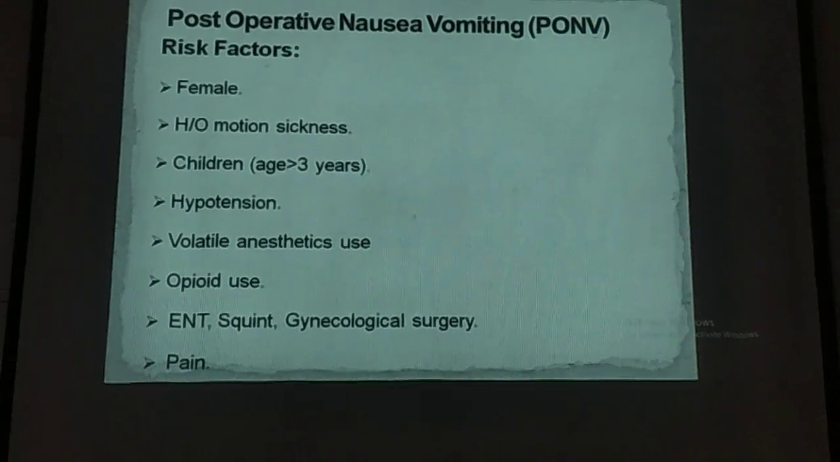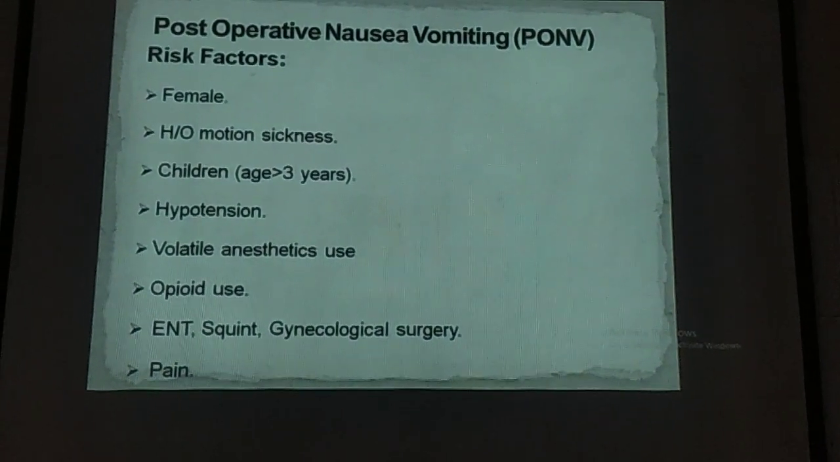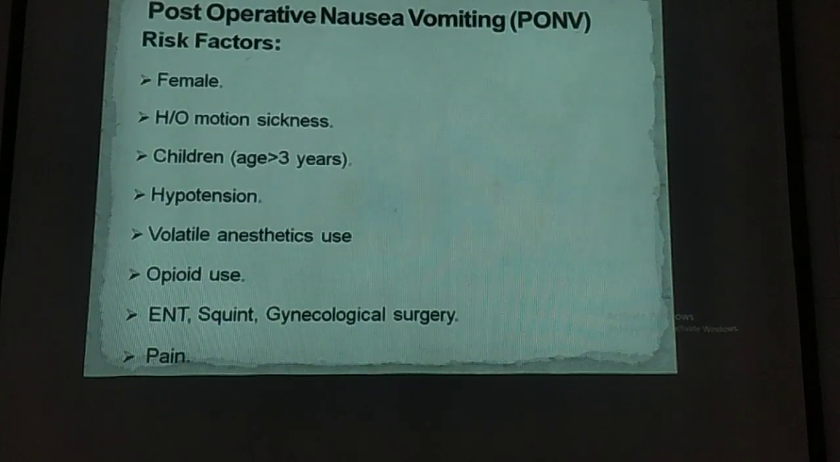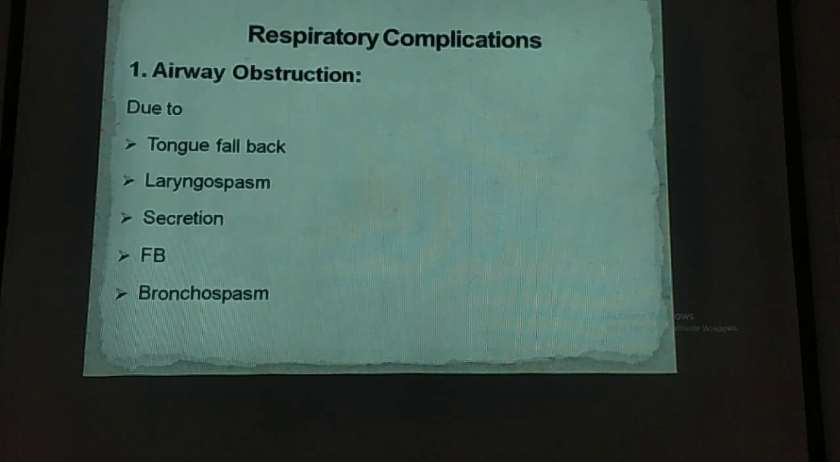Here is a small discussion about commonly occurring post-anesthesia complications. Post-operative nausea and vomiting. Risk factors: female patient, patient with history of motion sickness, children aged more than 3 years old, hypotension, use of volatile anesthetic agent, opioid use, ENT, squint or gynecological surgery, pain. Management: removal of the triggering factor. Using one or more of the selective 5-hydroxytryptamine receptor antagonists, metoclopramide, phenothiazine, dexamethasone, IV droperidol.